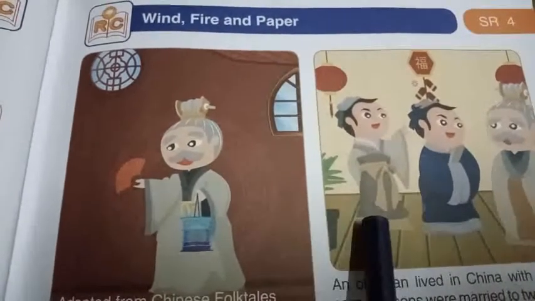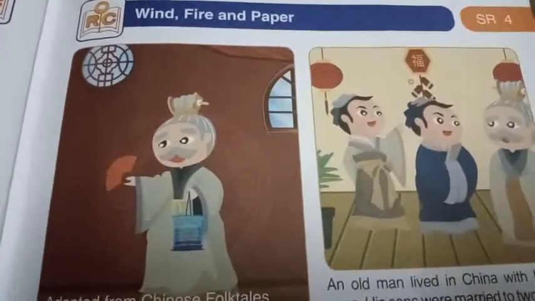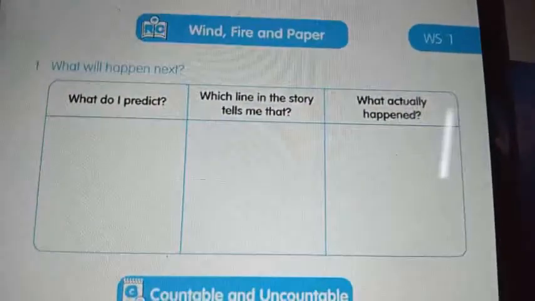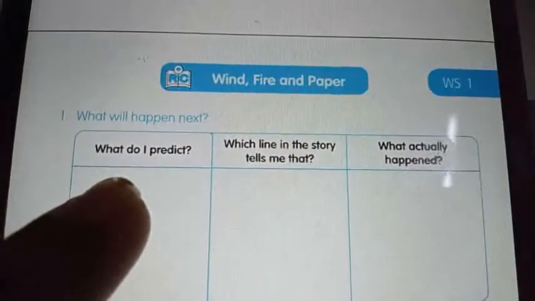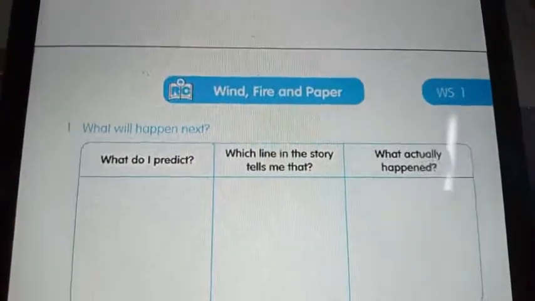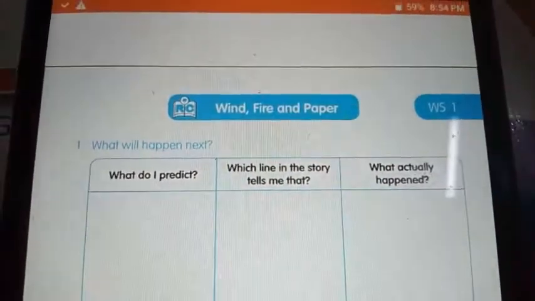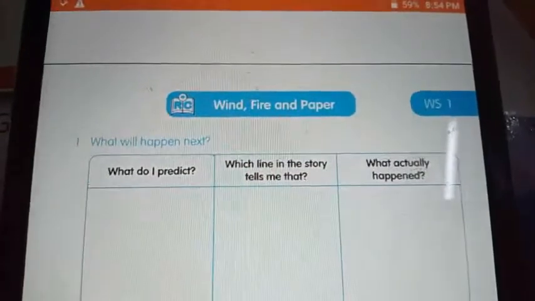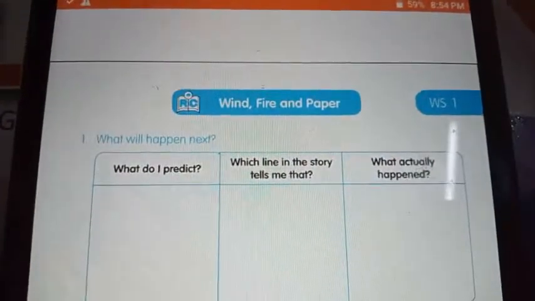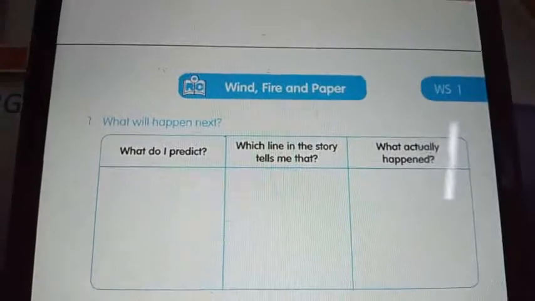Before we start this story, I will show one worksheet. So this is your worksheet number 1, my dear children. What will happen next? You have to follow the predictions. What do I predict? First, what is step 1? Before reading, you are going to see the picture and title, right? Which line in the story tells me that? You just have to think about these two questions, okay? Yes, I'll read the story carefully.